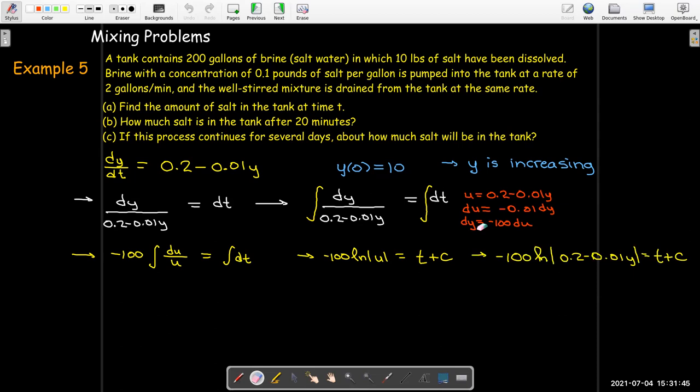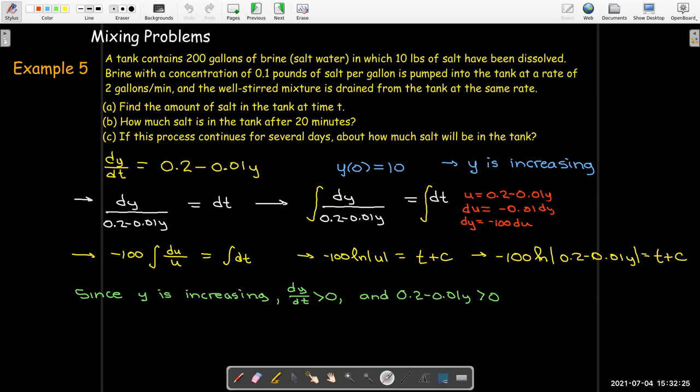So let me substitute u equals the corresponding expression in y. And now this is where it's very important that I noted that y is increasing, or that this expression is increasing, which means that dy/dt is positive, this expression is positive. So then the absolute value of that expression, since it's positive, is just the expression itself.